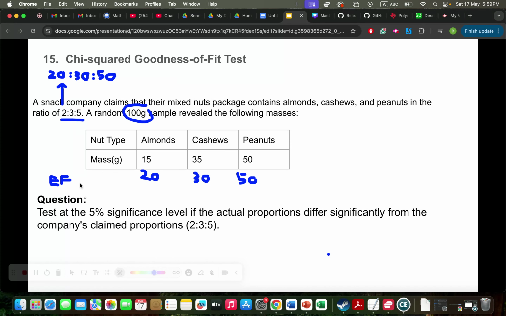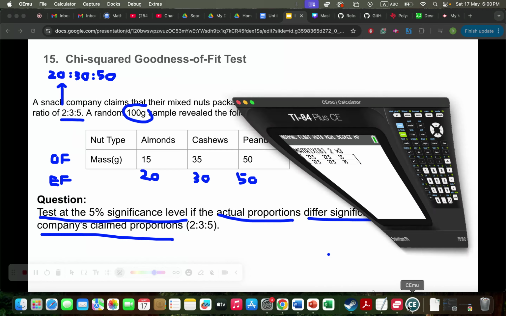It seems like they have the same numbers, but these two numbers are still quite different. This is what we call the observed frequency. Now the question is basically asking, could we test at the 5% significance level whether the actual proportions are significantly different from the company's claimed proportions? We're going to let the calculator do the job here. So we do the same thing.